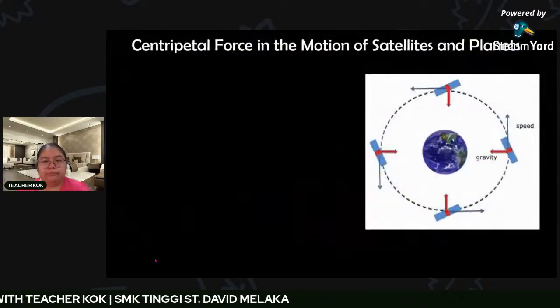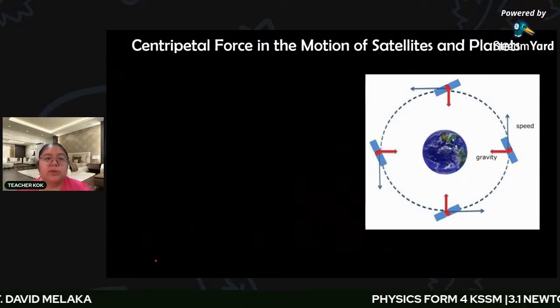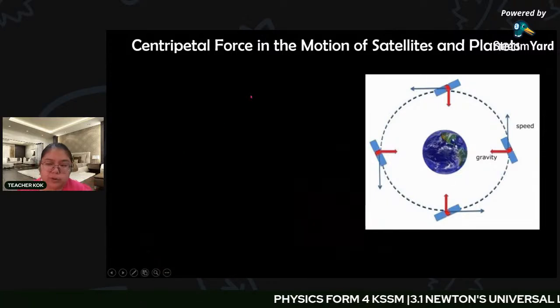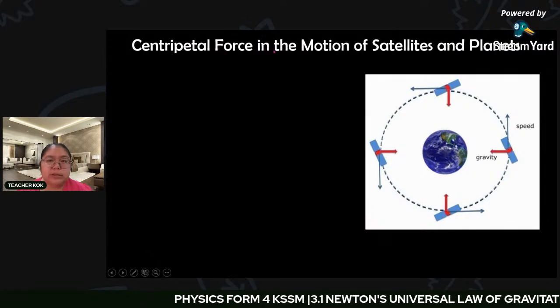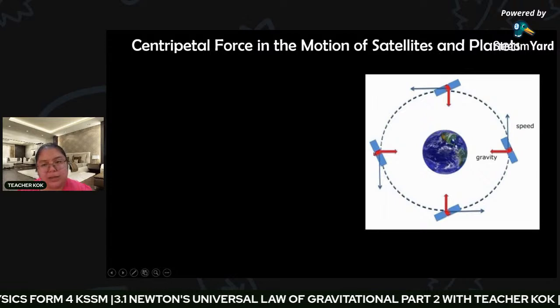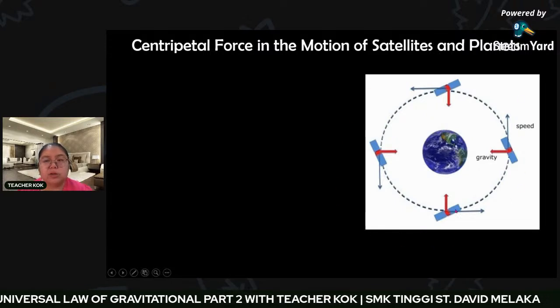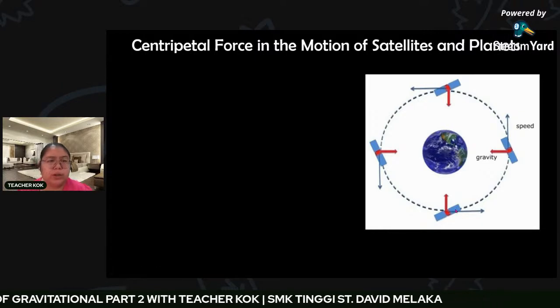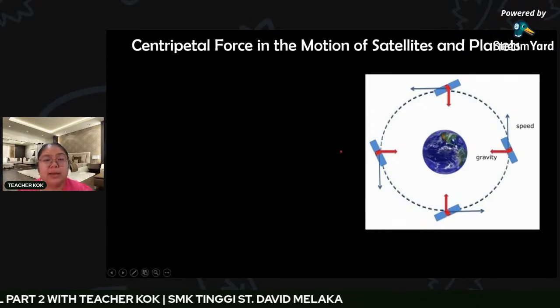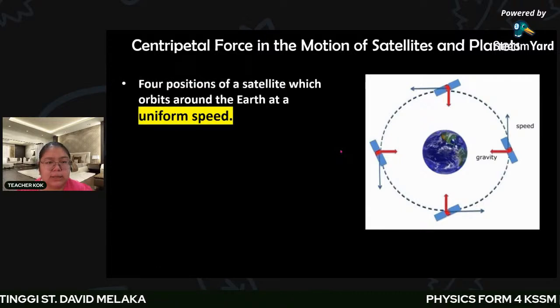Okay, I need to introduce another force. This one is the centripetal force, in the motion of satellites and planets. So the planet and also the satellite will orbit around the earth, is it? So they have a force to pull them. This different force, we call it the centripetal force. Okay, now we go and see.